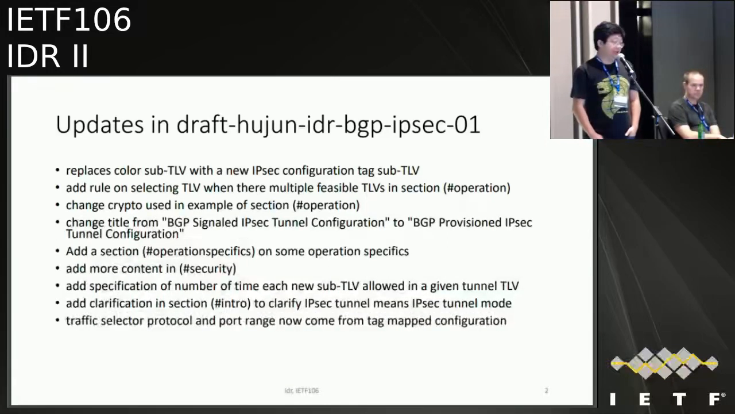Also, I changed the title from BGP signaled IPsec tunnel configuration to BGP provisioned IPsec tunnel configuration. And also added a section to outline what a system should do when the tunnel goes down, or when the system should re-establish the tunnel, and also added more content in the security section, saying what kind of mechanism to prevent IPv2 level DoS attacks, and so on. Also added a specification of the number of times each of these new sub-TLVs could appear in a given tunnel TLV.